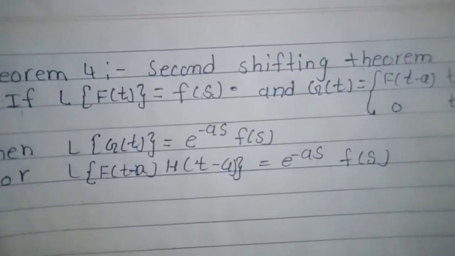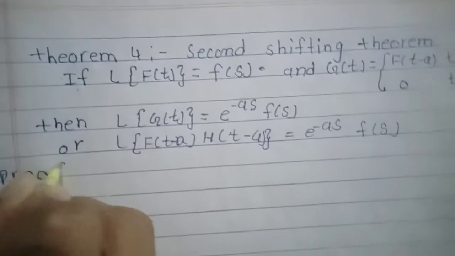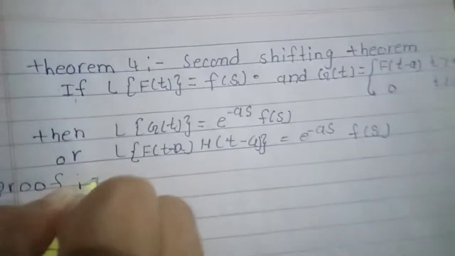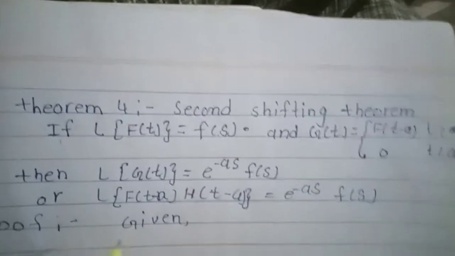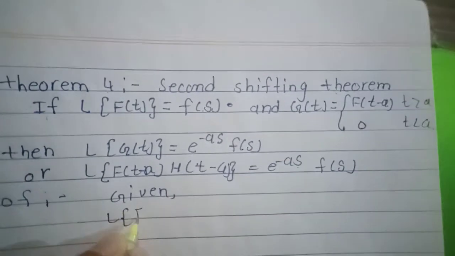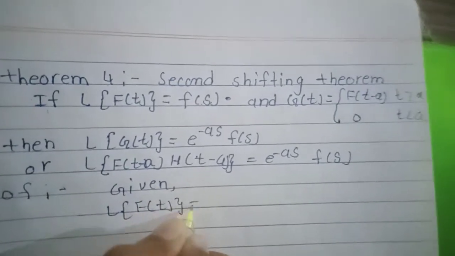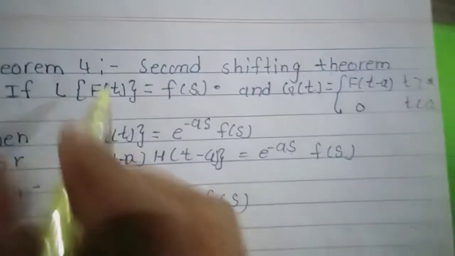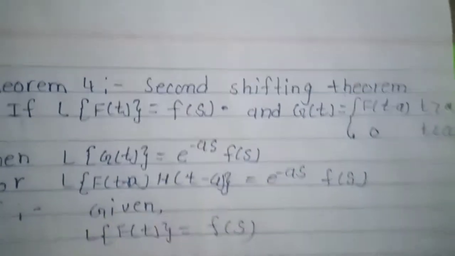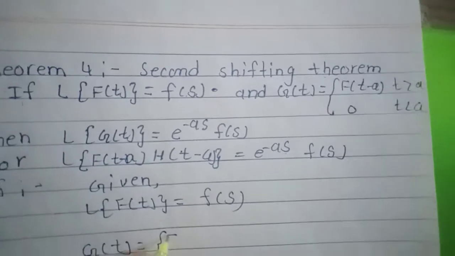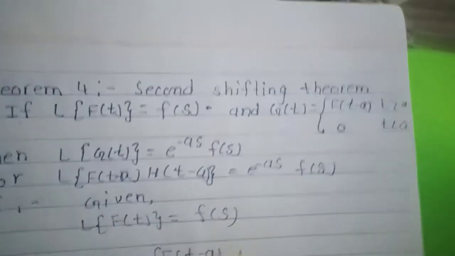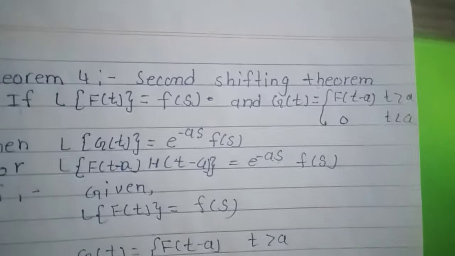Given: firstly we write given. The Laplace transform of f of t is equal to f of s. This is given, and second, g of t is equal to f of t minus a when t is greater than a, and 0 when t is less than a.